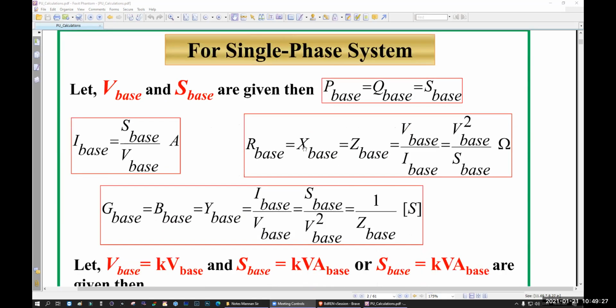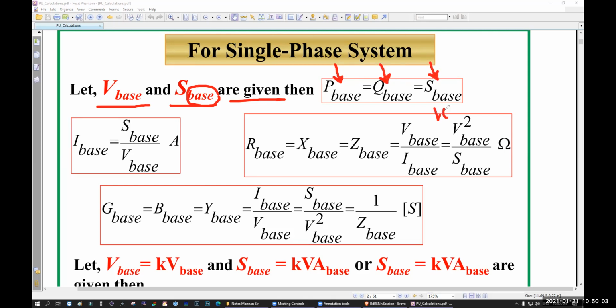Now come here. For single phase system, remember, let V base and S base be given. That means base is always given, or you have to assume. Sometimes it is given, sometimes you have to assume. Got my point? Let's say V base and S base are given. Then P base, that means the base real power, Q base, that means the base reactive power, and the base apparent power, all are the same.